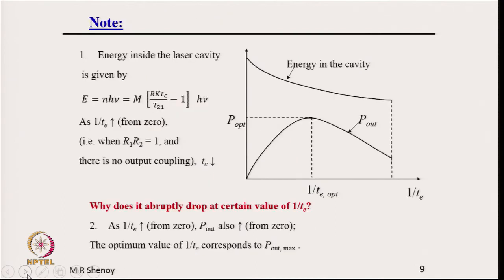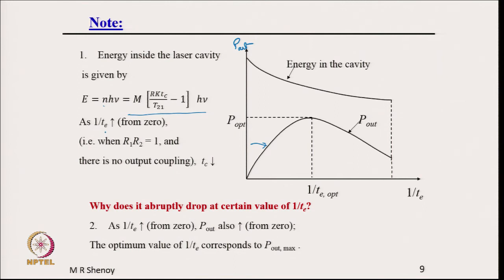Therefore, if I were to plot, note the energy inside the laser cavity is given by E = N h nu. N is the photon number inside the cavity, for which we got all the relevant expressions in the last lecture, which is equal to m into R_k T_c by T_21 minus 1, into h nu. As 1/T_e increases from 0, what we have plotted is P_out here. So, this curve is for P_out. Also plotted is the energy, both are plotted.